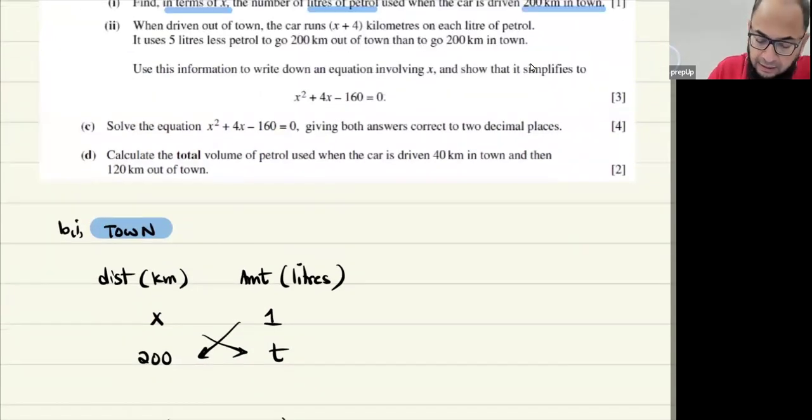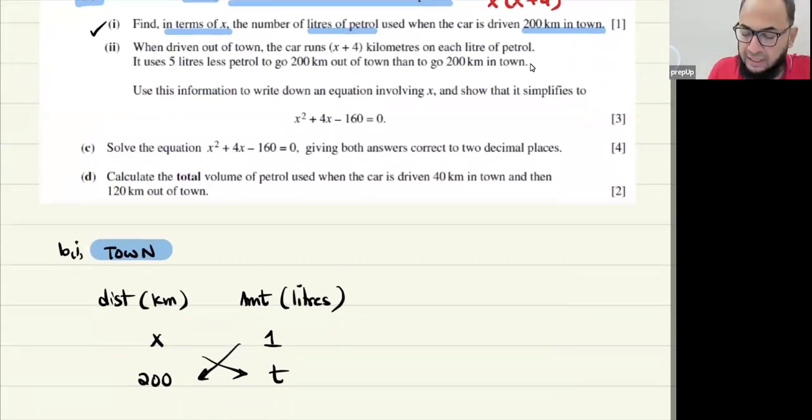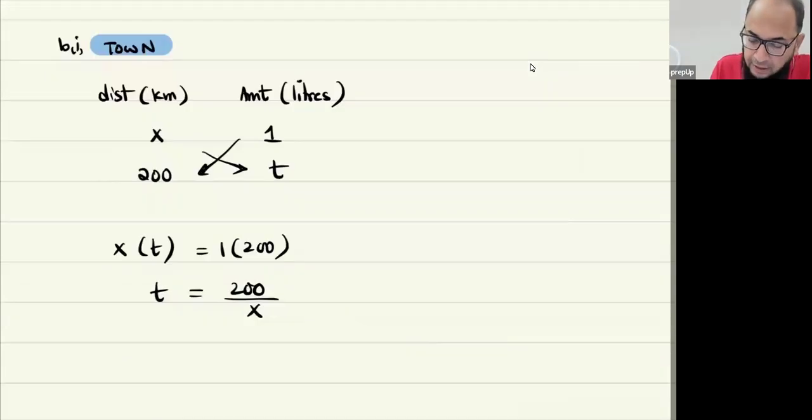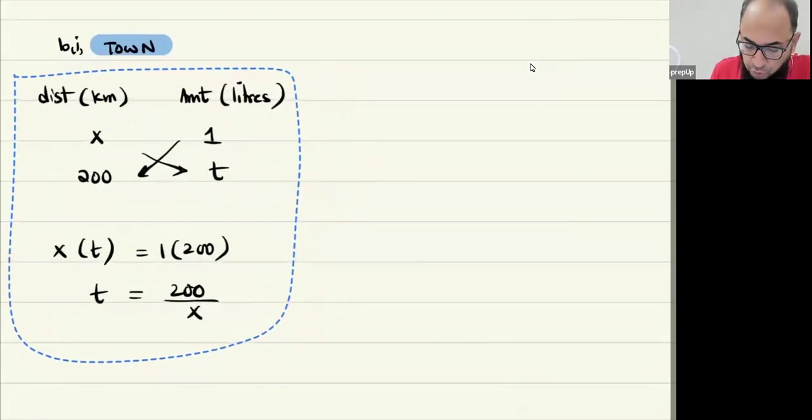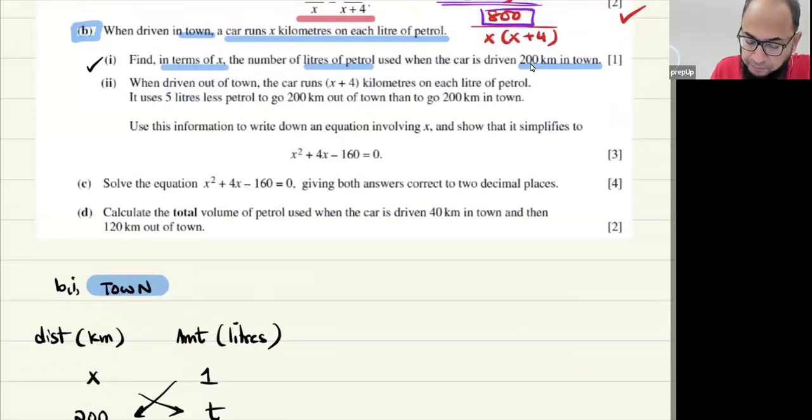That is the answer for the first part. That is the number of liters of petrol. So x kilometers on 1 liter, and then 200 kilometers on t liters. So that is the consumption of petrol in town. So that is the first part. Now let me just grab this and push it to the side. So this is B part 1. Now let me just erase this. So the first part is done.